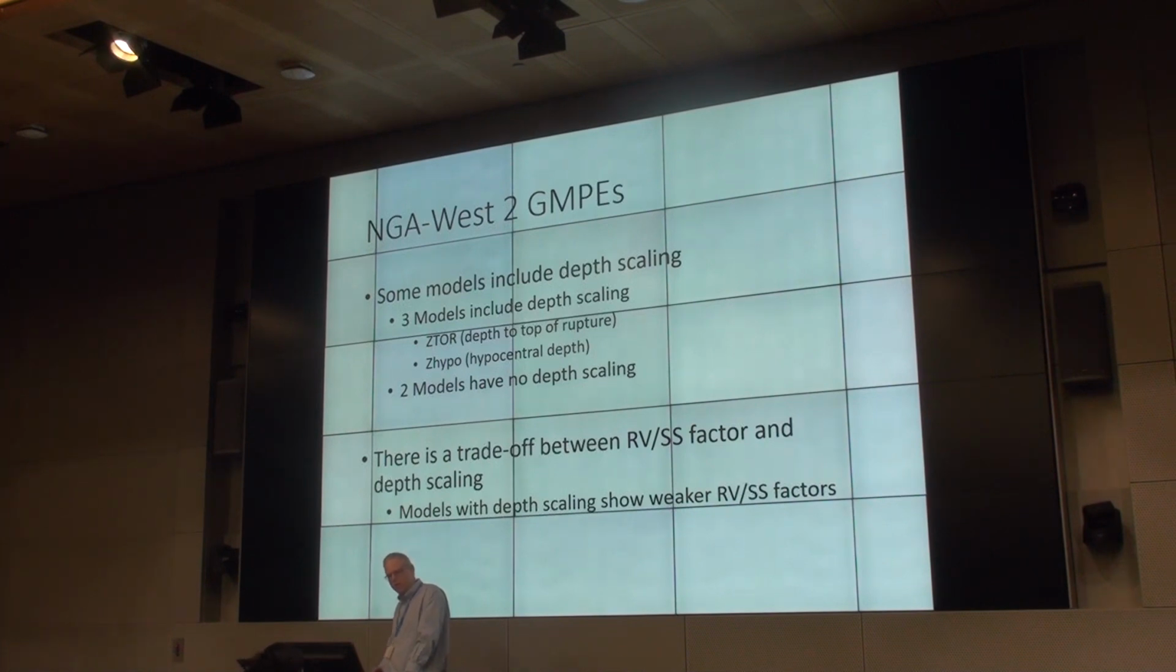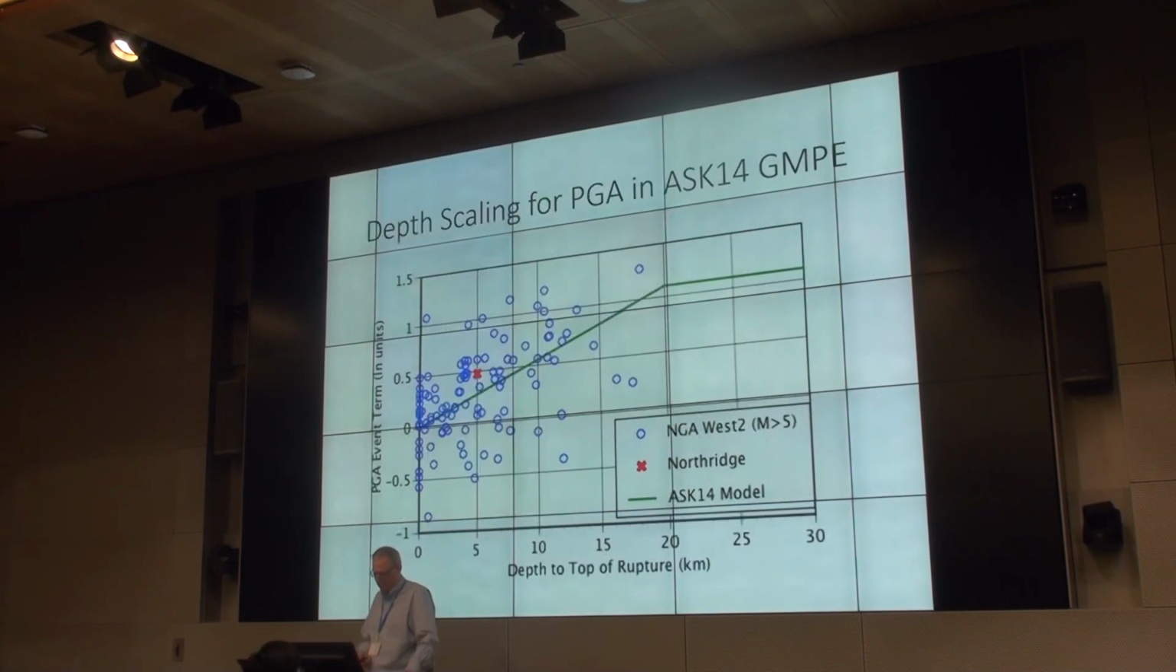They scale either on the top of the rupture or the hypocentral depth. Two of the NGA West 2 models don't have depth scaling terms in them. There is, however, a trade-off between the depth scaling and the style of faulting terms, because reverse earthquakes tend to be deeper than strike slip earthquakes. So now I could model these effects in either way. I could shove them all into a style of faulting term, or I can put them into a depth term.